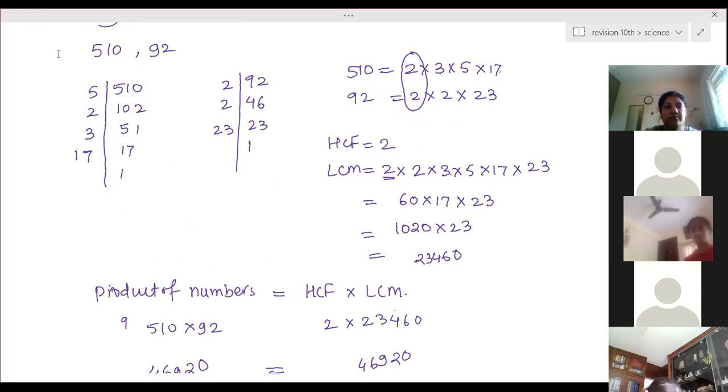Ma'am, when we do prime factorization for 510 and 92 together, we will get the answer, no, ma'am? Together, yes, you will get the answer, but together also if you do.